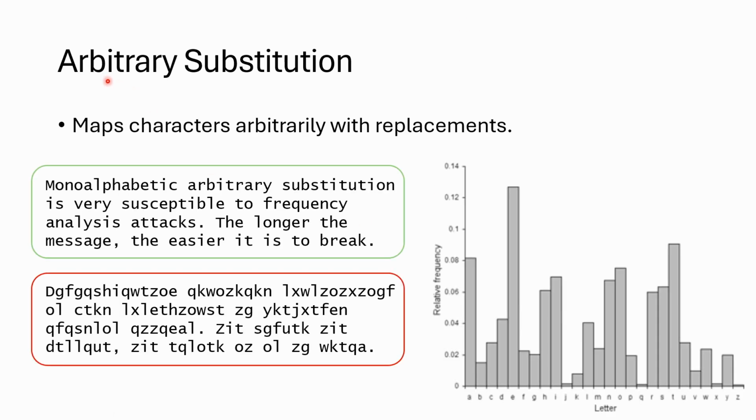Now, arbitrary substitution, you're essentially mapping characters arbitrarily with replacements. So my input message might look something like this on the top here, and then my output might be this. So you're just replacing M with D, O with G, and so on. But let's look at this O here. This O goes to G, and then if we look at this O over here, that also turns to G. So you can do something called frequency analysis.